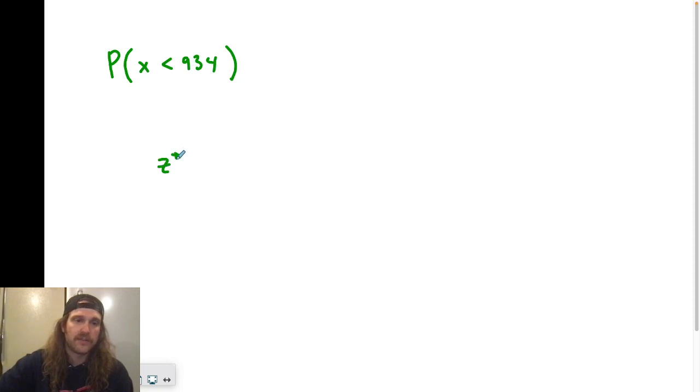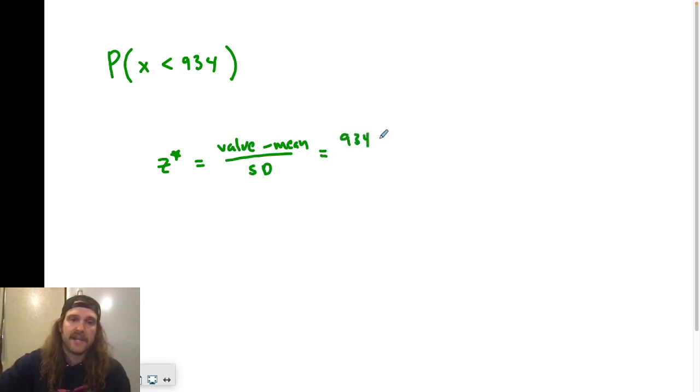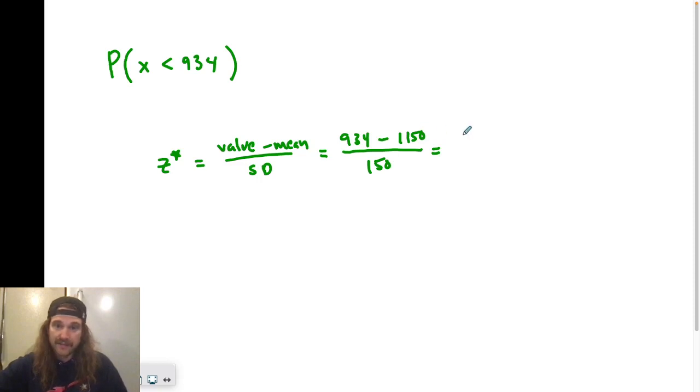So the z-score, we can call it z star, which is the z critical value of interest. We can say the z-score is equal to the value of interest minus the mean divided by that standard deviation. So let's go ahead and plug that in. That gives us 934 minus the mean of the distribution, which is 1150, divided by the standard deviation of 150. So now we just got to sit here and do some math, and we end up with a negative number on top, negative 216 divided by 150.